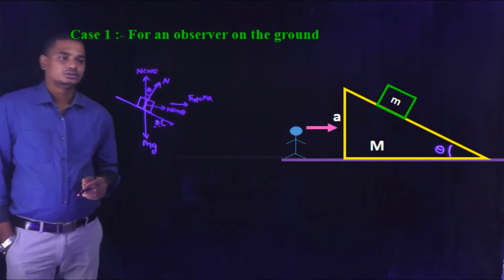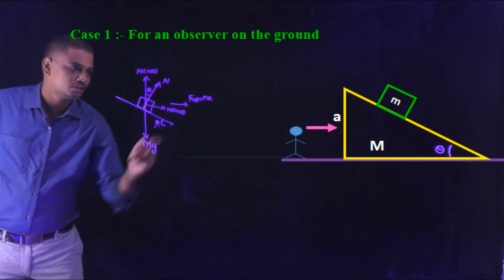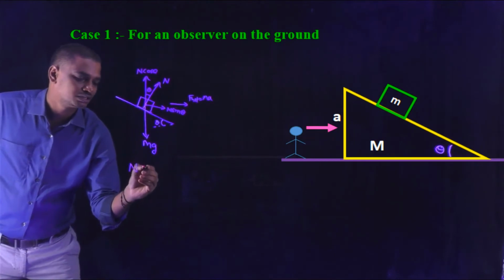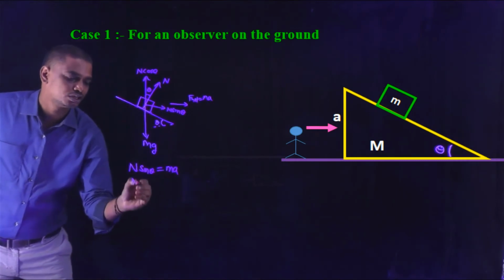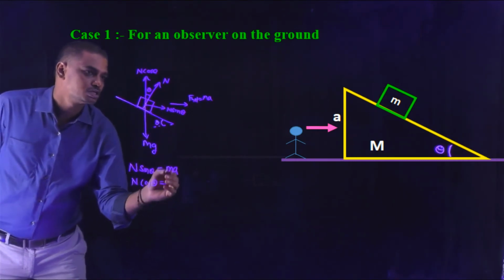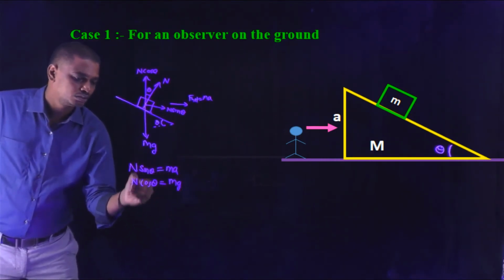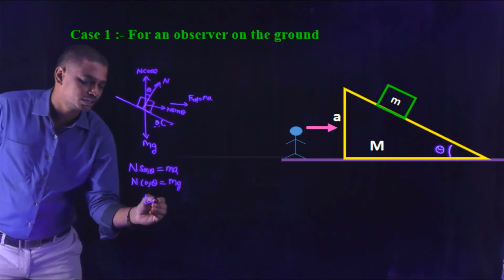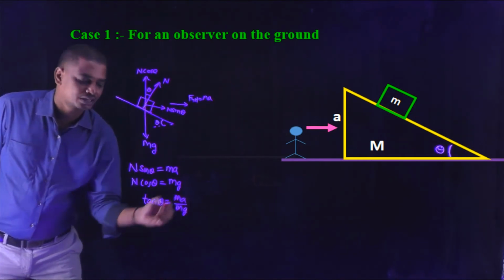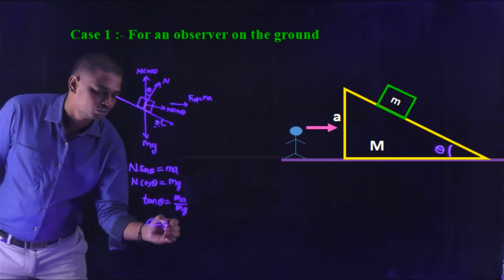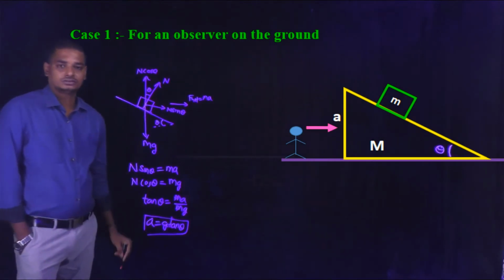Right? As there are no other forces acting on the body along the horizontal direction, this N sin theta is equal to ma, and along the vertical direction, N cos theta is equal to the weight of the body, mg. So dividing equation 1 by 2, N gets cancelled, sin theta by cos theta is nothing but tan theta, is equal to ma by mg, where m gets cancelled. From this, acceleration a is equal to g tan theta. So this is the first question, acceleration of the block.